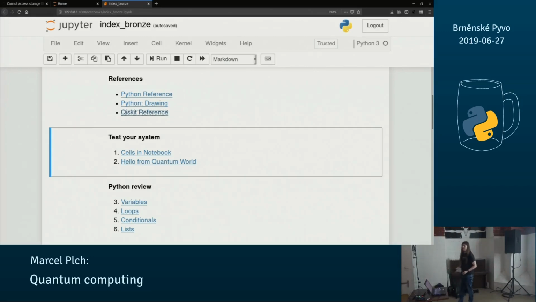I think that IBM did experimental factorization of 15, which is a really huge breakthrough because no other quantum computer did that before. But, I mean, we factorize even large numbers with classical computers.